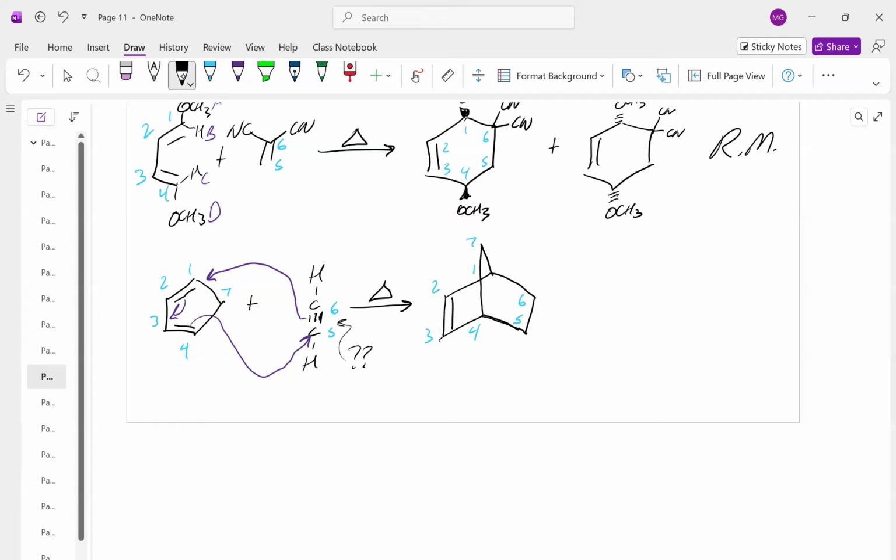Now, 5 and 6 started out as a triple bond. It gave up one pi bond in this. So it still has one pi bond left. Now, because there aren't any other groups on that triple bond, they're just hydrogens, I don't have to worry about endo versus exo because there isn't any endo or exo.